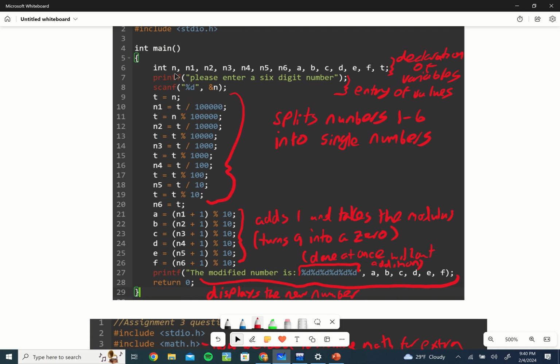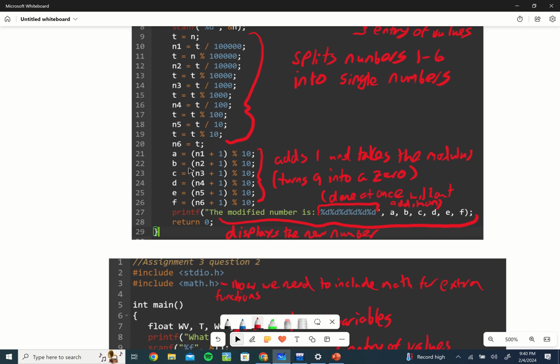and n1, which is going to be the first digit in the number, is going to be t divided by 100,000, and then the remainder of that will be what we use to find n2 divided by 10,000, n3 divided by 1,000, n4 divided by 100, n5 divided by 10, and then t, which is just the remainder of that. And now that they're all split up, we can set each of these equal to a new number, a, b, c, d, e, and f.